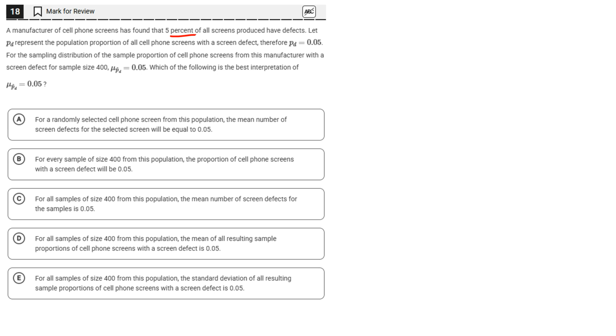That's basically for all samples of size 400. Every possible group of 400, the mean of all those sample proportions will be 0.05. The mean of the means is the mean. So take all the dots that could be done from sample size 400 and average them together, and you'll get 0.05.